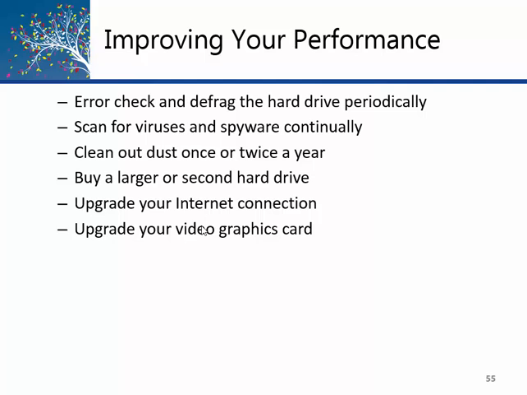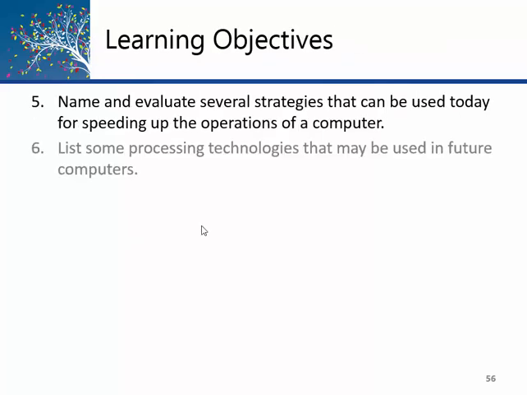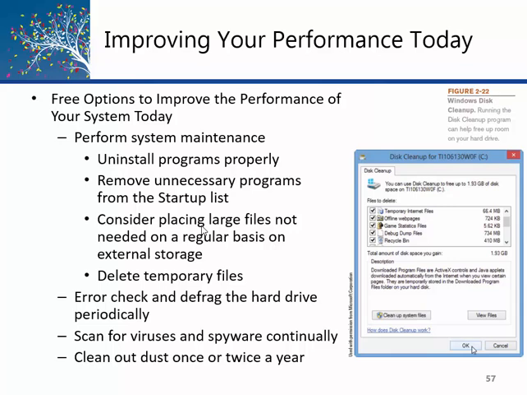Now, the really interesting thing, though, is because computers are getting faster and faster, cheaper, smaller, every couple of years, it's almost easier to buy a new computer than to upgrade a 5-year-old or 6-year-old or 7-year-old computer. But for a semi-recent computer, maybe just upgrading the memory, maybe just upgrading the hard drive, maybe just defragmenting the hard drive, there are some things you can do to improve your performance. And finally, in our lecture here, what are some processing technologies that may be used in the future? Now, predicting the future is very difficult, but we know some things about our future performance.